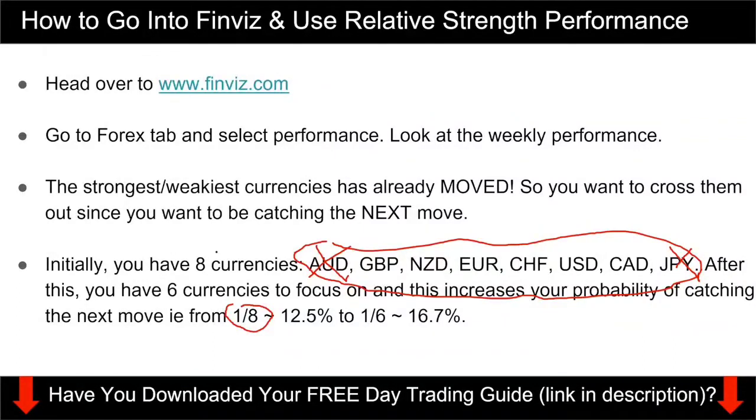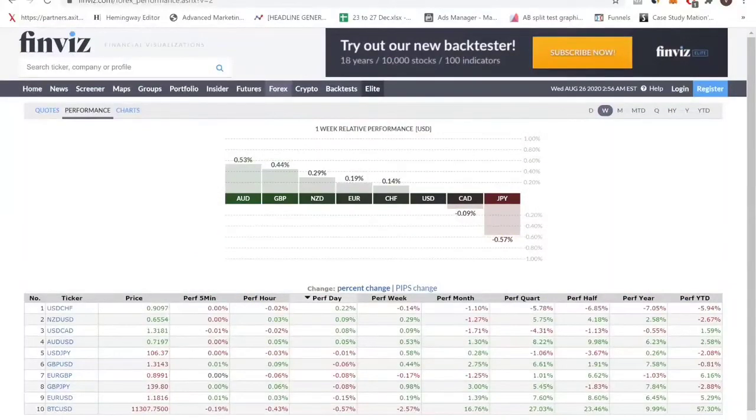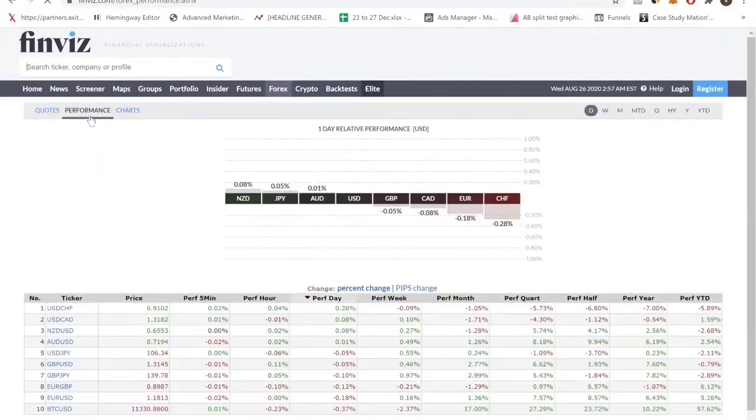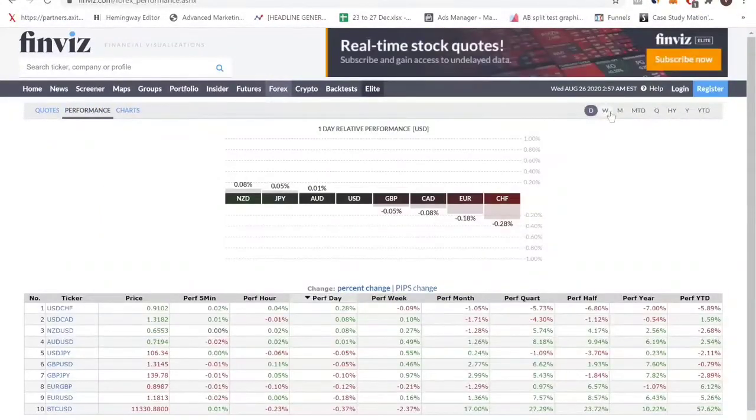Okay, so let me go into the website to show you how we do it. Okay, so I'm at Finviz. The first thing you want to do is click on the Forex tab over here. And then after that, you should see a screen like this. In this case, we're interested in the performance. So just click on the performance and click to the weekly performance.